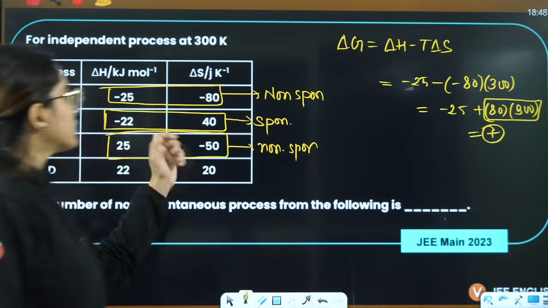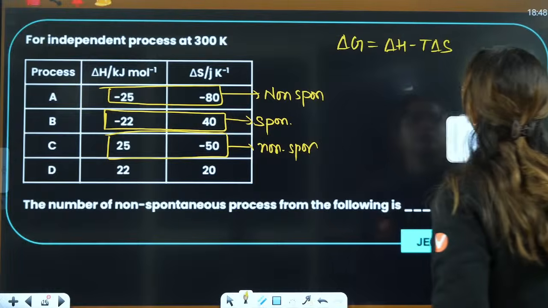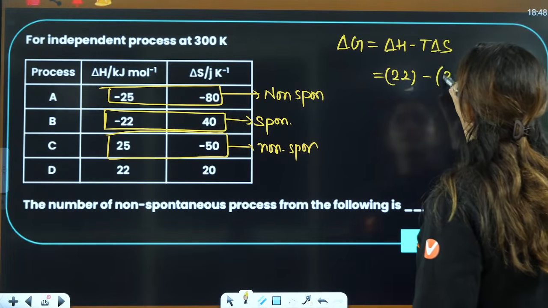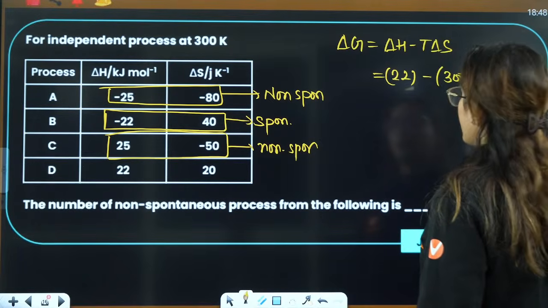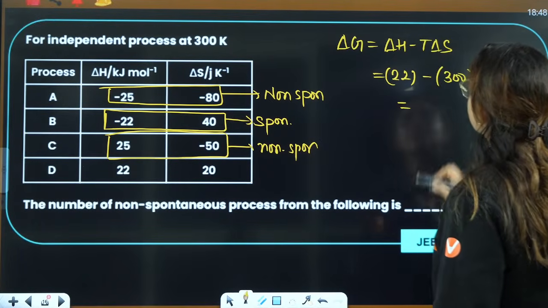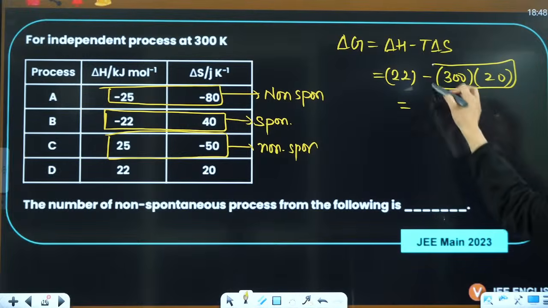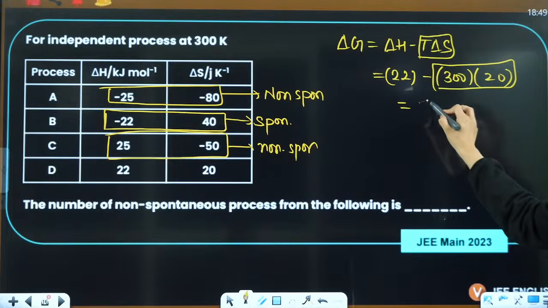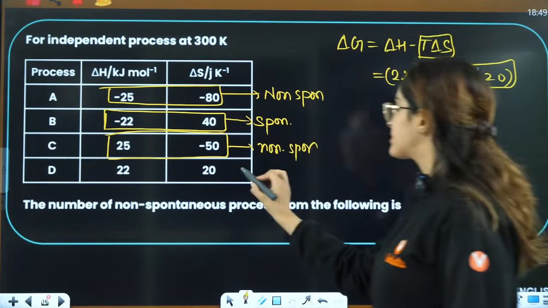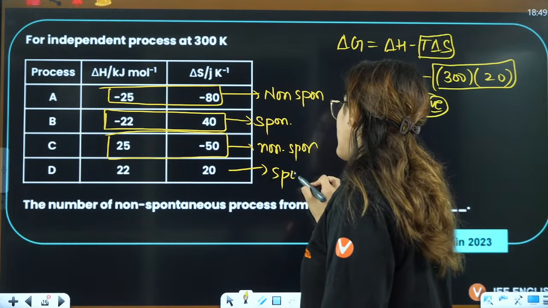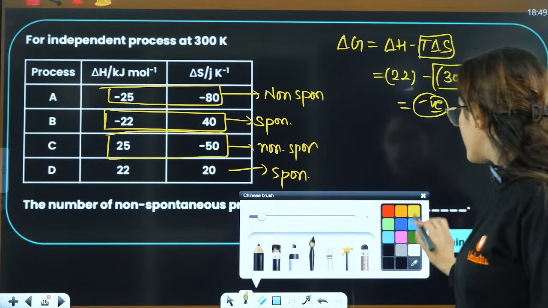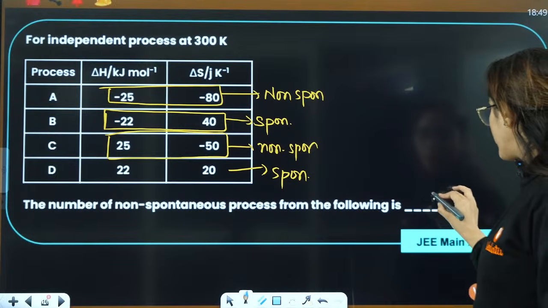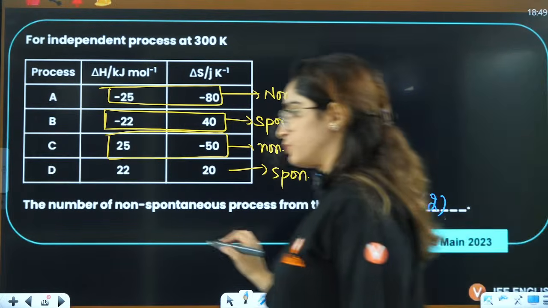Now let's see this one. This is 22, this is 20, right? So let's put it here. This is 22, this is minus, T is 300, this is 20. So this is definitely, this temperature is greater, right? This value is greater, so it is definitely going to be overall negative. That means this is going to be a spontaneous process. So 2 are non-spontaneous, 2 are spontaneous. So you can say number of non-spontaneous processes are 2.